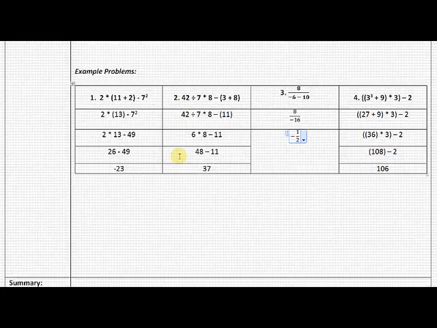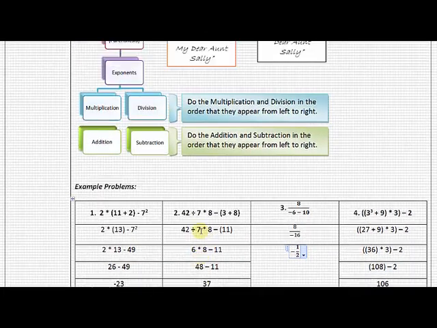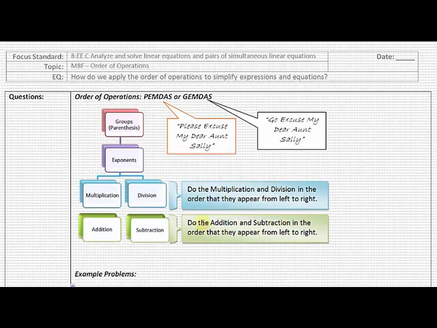Please take a moment to make sure that your notes are complete, that you've included a section for the summary, and that you come to class ready to discuss and practice more problems like this.